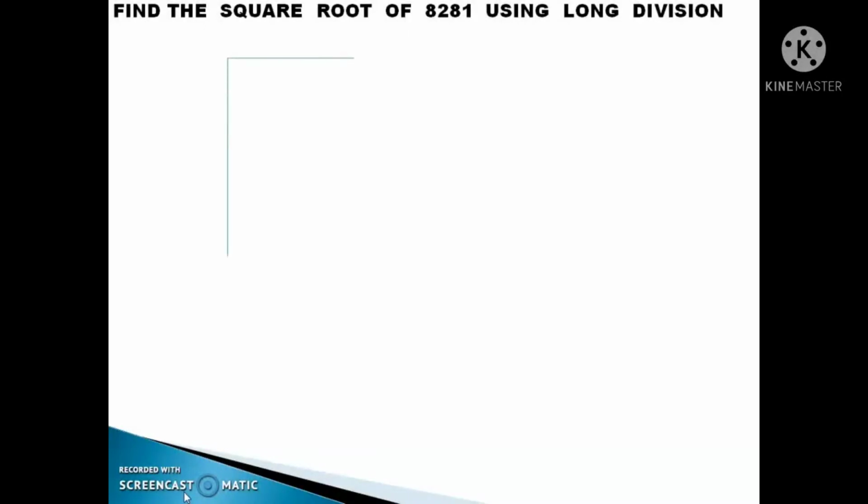Long division means this symbol is a must, isn't it? Now you are going to write 8281 inside the symbol. Now the next step is pairing the numbers. What is that? Pairing the numbers.